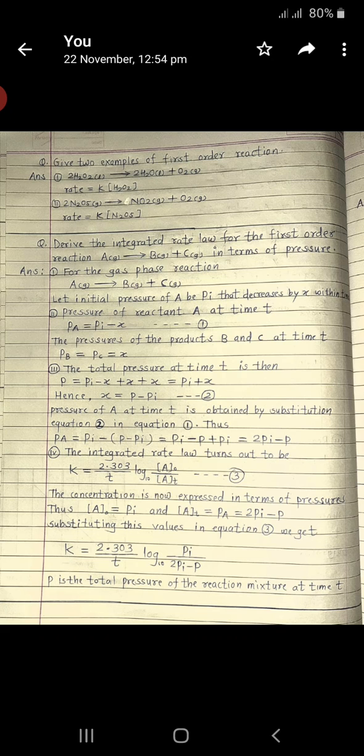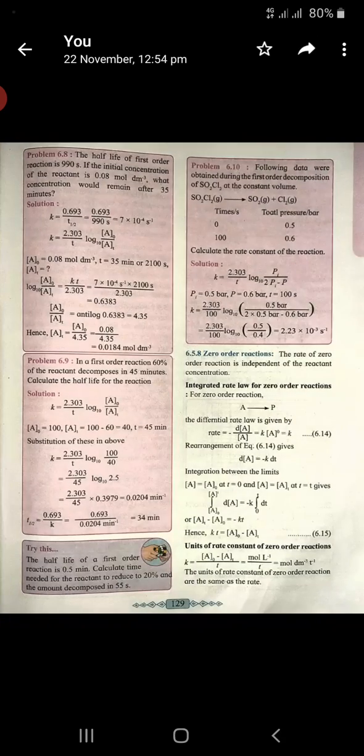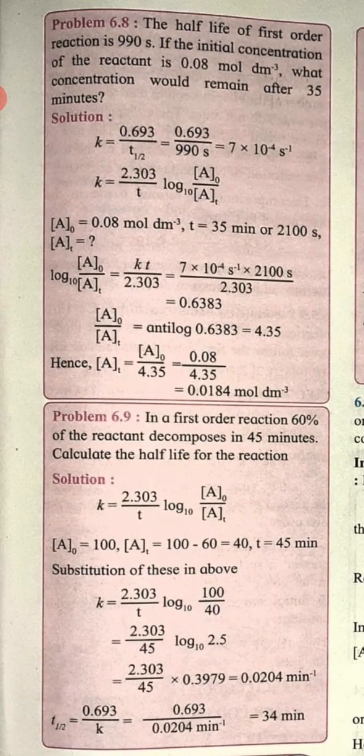Substituting these values in equation 3, we get K is equal to 2.303 upon t log to the base 10, A0 is Pi and At is 2 Pi minus P. Here P is the total pressure of the reaction mixture at time t. So this is the integrated rate law for a first order reaction in terms of pressure. This is also very important. Okay, now examples are there.